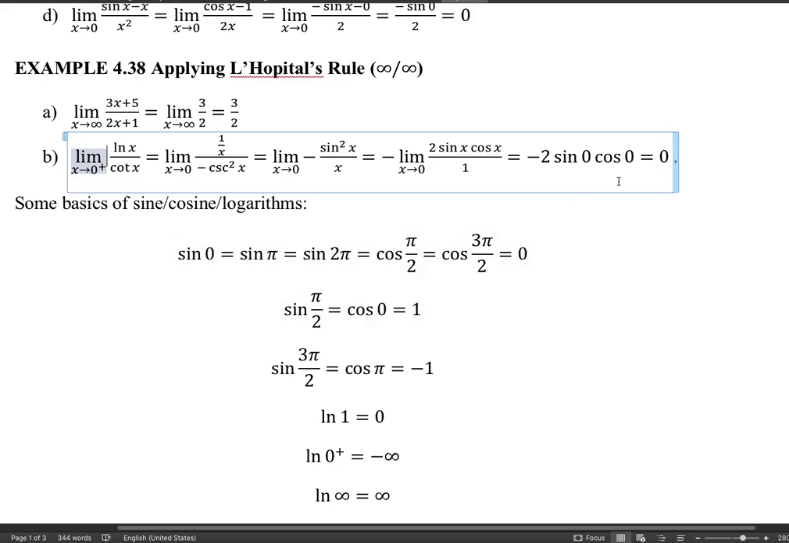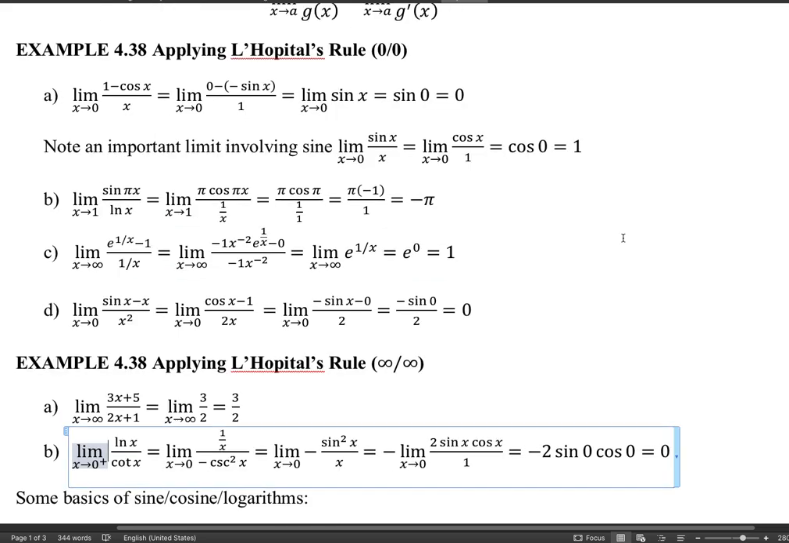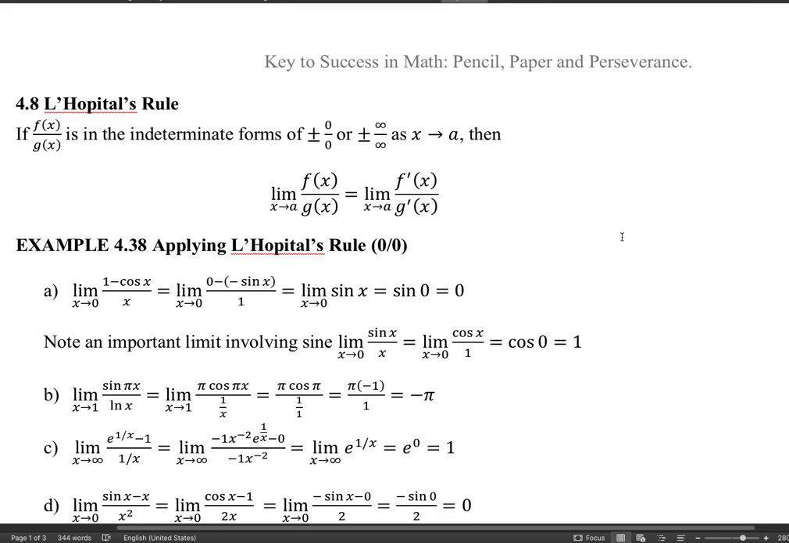Okay. But it really doesn't matter what cosine 0 is, because this time we have a product of sine and cosine. 0 times 1 times any number is just 0. Even this negative 2 doesn't matter. So this time the limit is 0. Limit is 0. So in this part, we are talking about the L'Hopital rule from section 4.8 in the textbook.